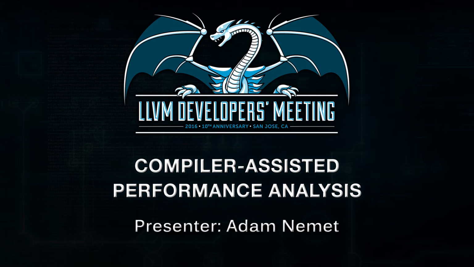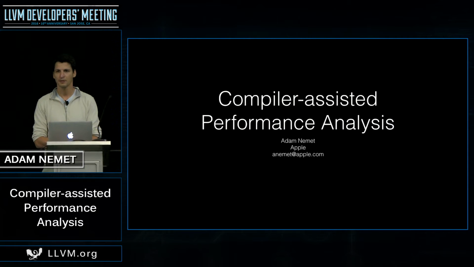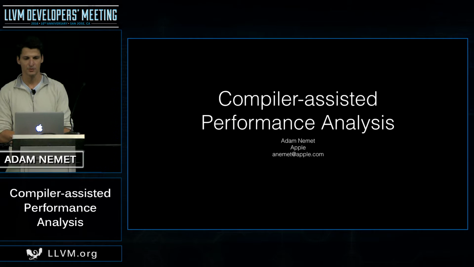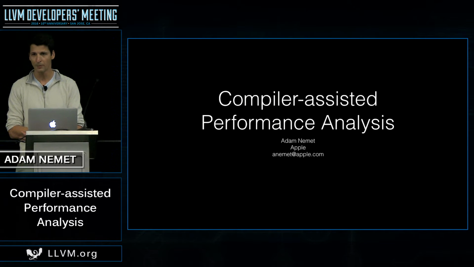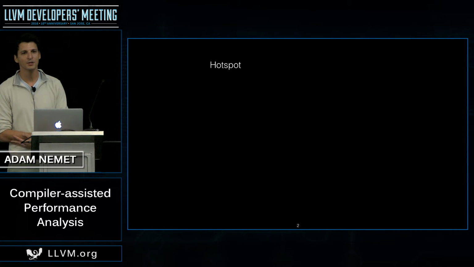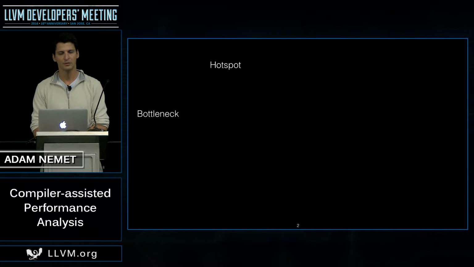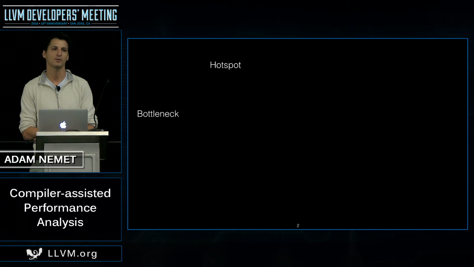So let's get started by imagining that we are an end user of the compiler, and our job is to analyze and improve the performance of a program. So how do we go about this? Well, first, we're going to profile our program and identify the hotspots. And for each hotspot, then we will try to determine the bottleneck. For example, we can use hardware performance counters for this.